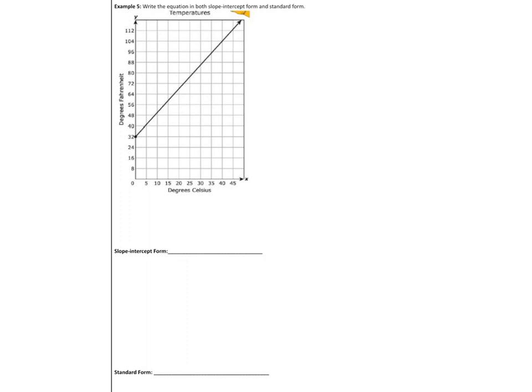Let's try one more example here. It's a little bit more of a word problem. It says write the equation in both slope-intercept form and in standard form. Okay, we're looking at temperatures, degrees Celsius compared to degrees Fahrenheit. So let's go ahead and identify our y-intercept and our slope. I see the y-intercept where it starts is at 32. So that's going to be my y-intercept.